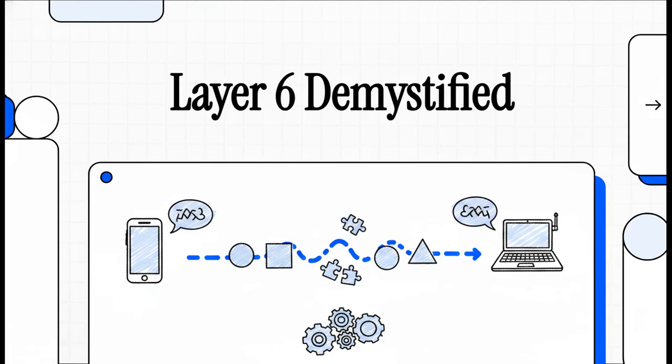So, have you ever wondered how a smartphone sitting in Tokyo seamlessly understands a picture message sent from a laptop in London? Today, we are demystifying that exact invisible magic. For all you network learners, CCNA students, and developers out there, we're diving deep into the unsung hero of the OSI model, Layer 6. That's right, the presentation layer.